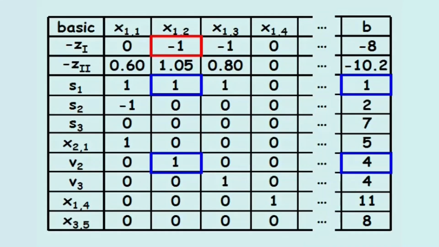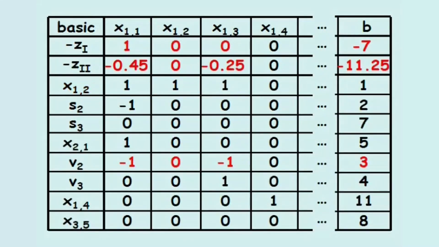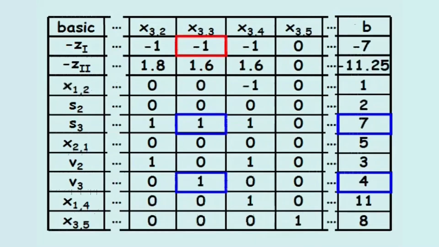Pivoting about variable x12, we'll add 1 times row x12 to row z1, subtract 1.05 times row x12 from row z2, and subtract 1 times row x12 from row v2. In the next iteration of the algorithm, we'll select variable x33 to enter the basis. Variable x33 will replace artificial variable v3, since 4 is less than 7 from the ratio test.